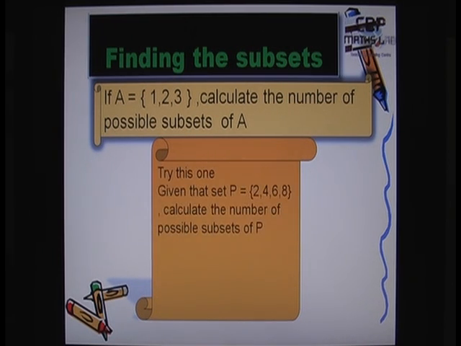Now here is a beautiful part of the lesson. Try this one. Now as always, you're going to record the question, pause your video, and then you attempt the question. So let's read the question first. Given that set P is equal to 2, 4, 6, 8, calculate the number of possible subsets of P. So pause the video now and do that question.